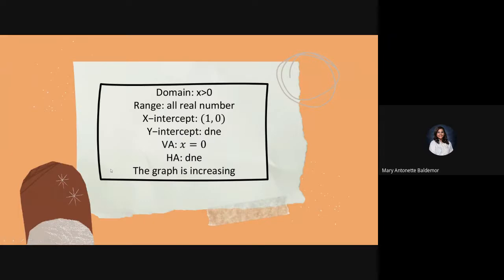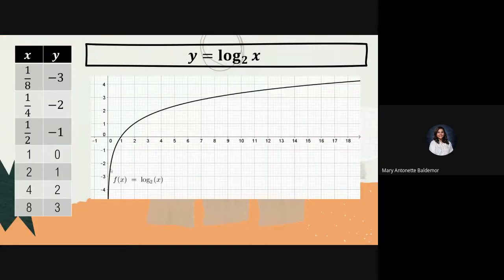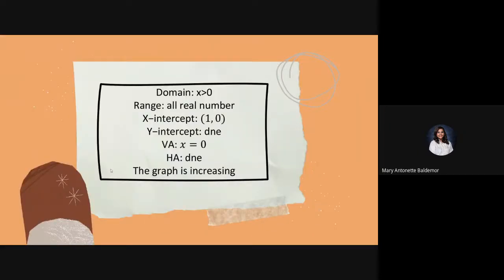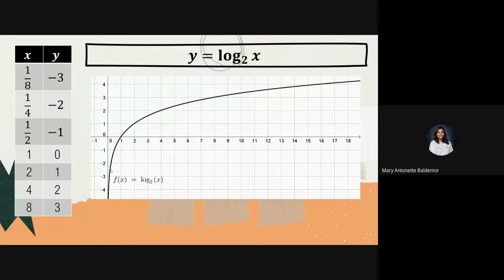And the vertical asymptote describes why it is asymptotic to the y-axis, since the vertical asymptote is at x equals 0. When we say x equals 0, basically that is the y-axis. And then the horizontal asymptote does not exist. Obviously in our graph, we do not have a horizontal asymptote. To describe the graph in general, the graph is increasing. So we're done describing the graph of y equals the logarithm of x with base 2.